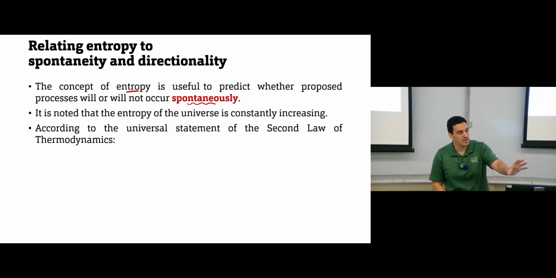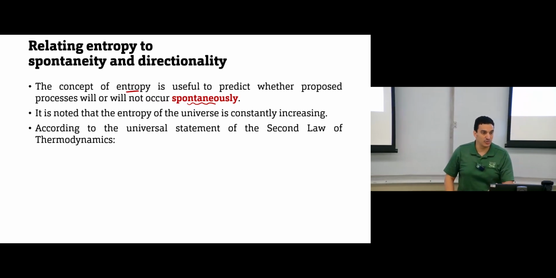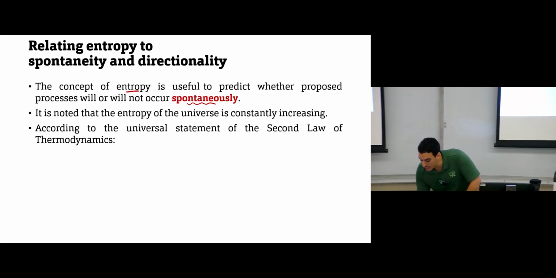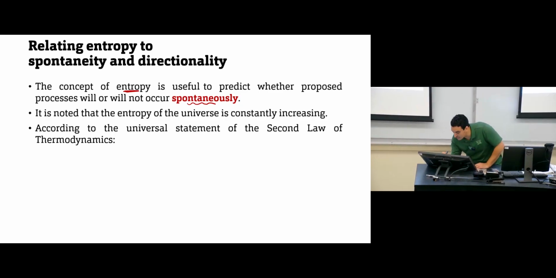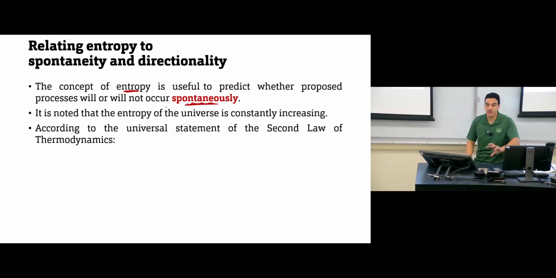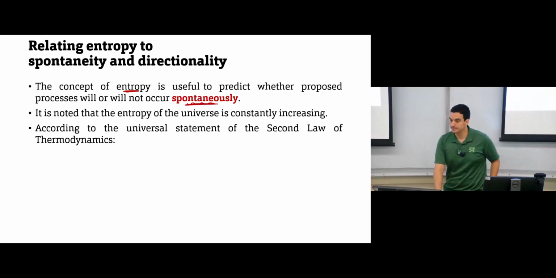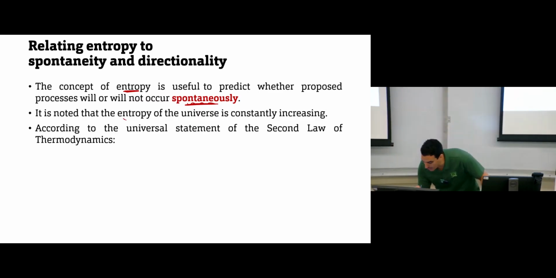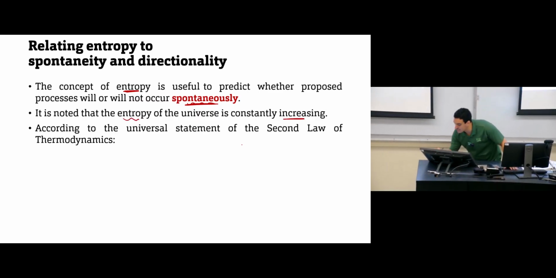So if you fulfill the first and second law of thermodynamics, the process will occur. But if you violate any one of them, the process will not occur. And this is why the definition of entropy describes the direction: the process is spontaneous or not. And also we said so far the entropy we have for the universe is increasing.